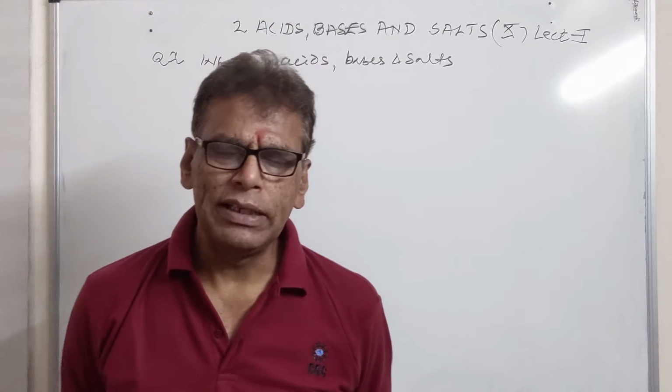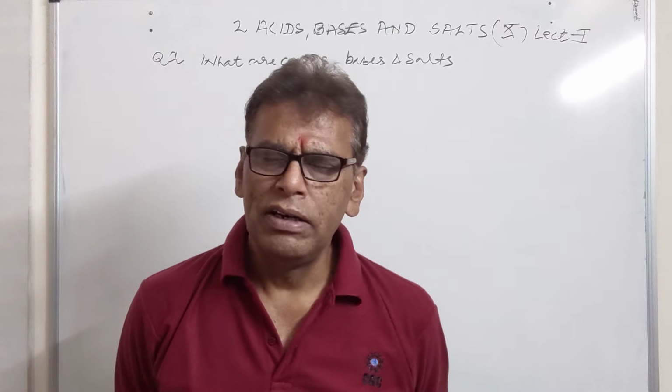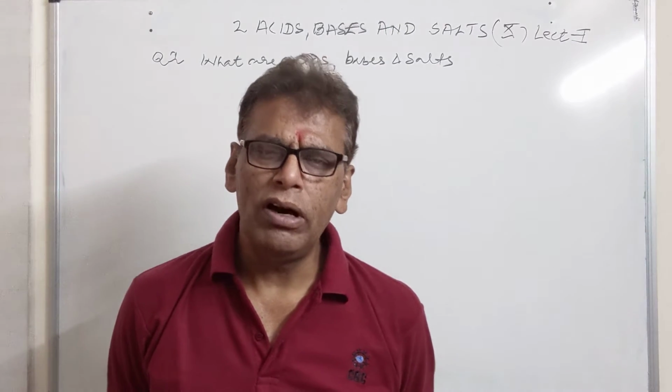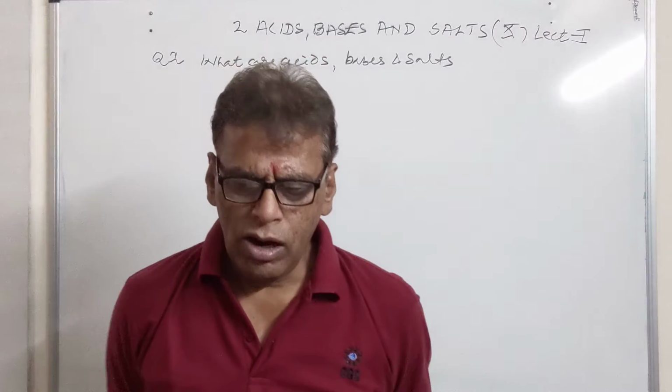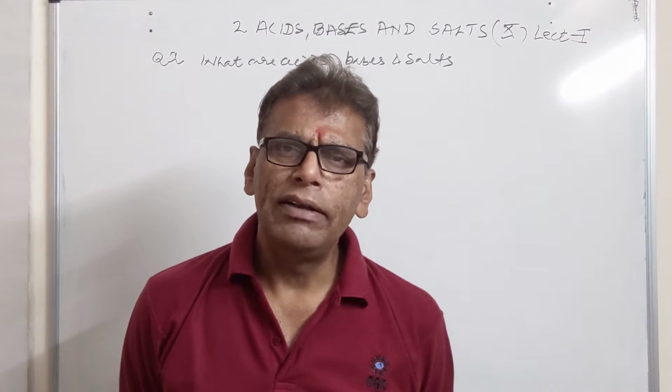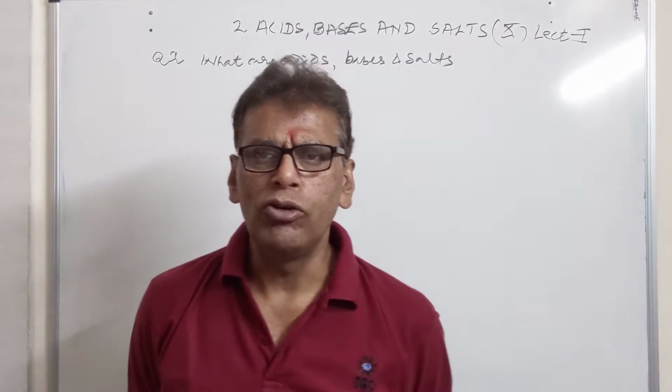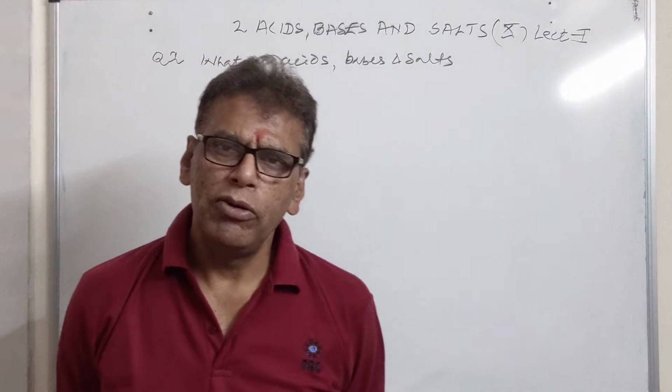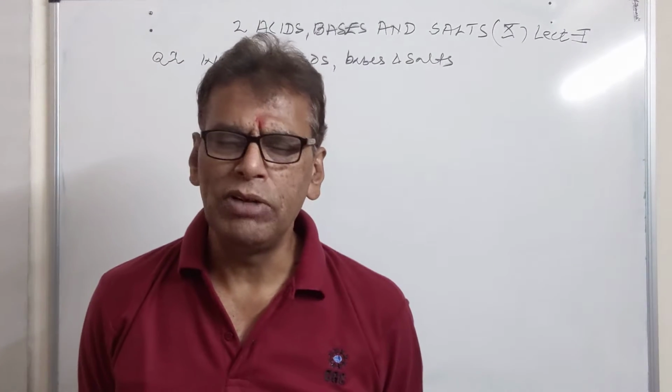Then we come to the bases. Bases, these are bitter in taste, they are water soluble also, they produce OH ion on dissolving in water, and they turn red litmus into blue colored litmus. But blue litmus does not show any change with the bases.